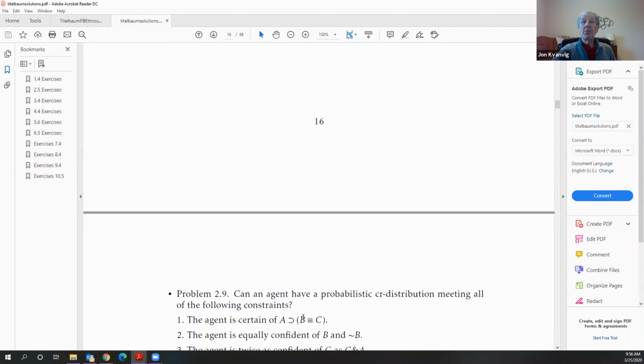Okay, yeah, problem 2.9 is going to be on the final, so I will skip that one. And then we pick up on problem 2.10 with the really interesting psychological research on probabilistic reasoning.